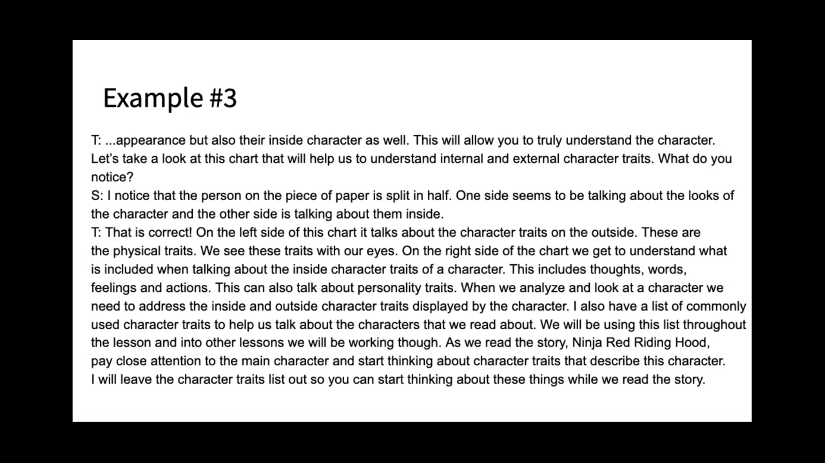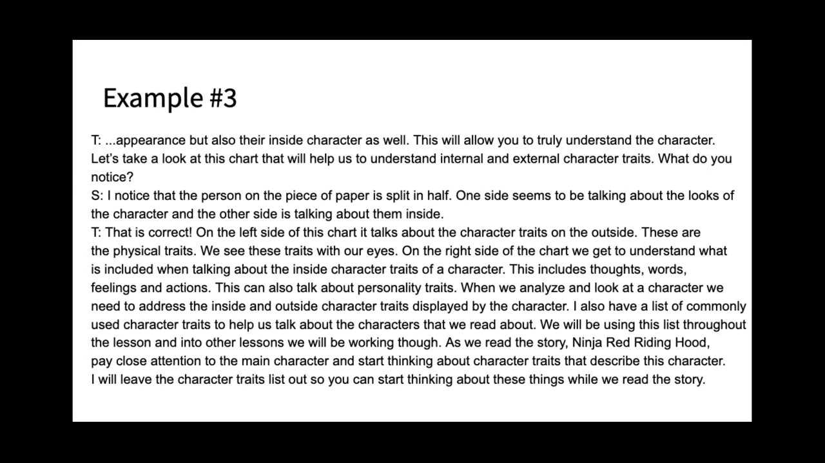So now the teacher candidate has introduced a chart, which is a visual, which will help the student visualize some of this information. So the student says, I noticed that the person on the piece of paper is split in half. One side seems to be talking about the looks of the character, and the other side is talking about them on the inside. And the candidate says, that's correct.